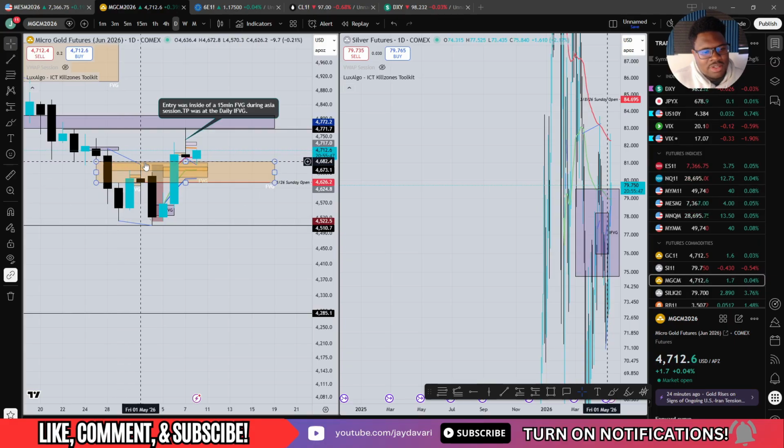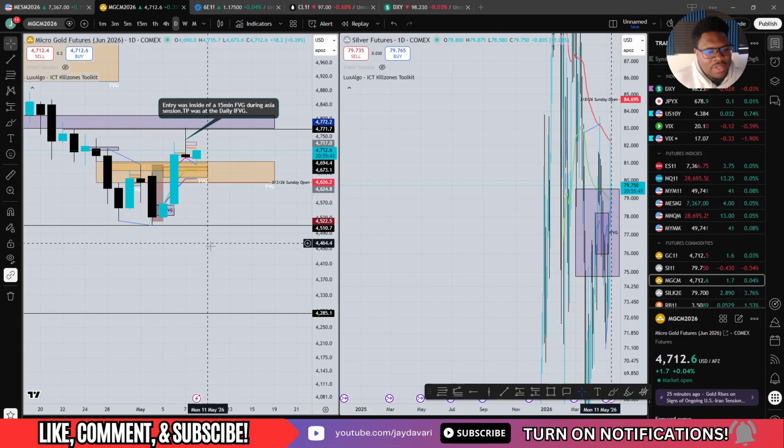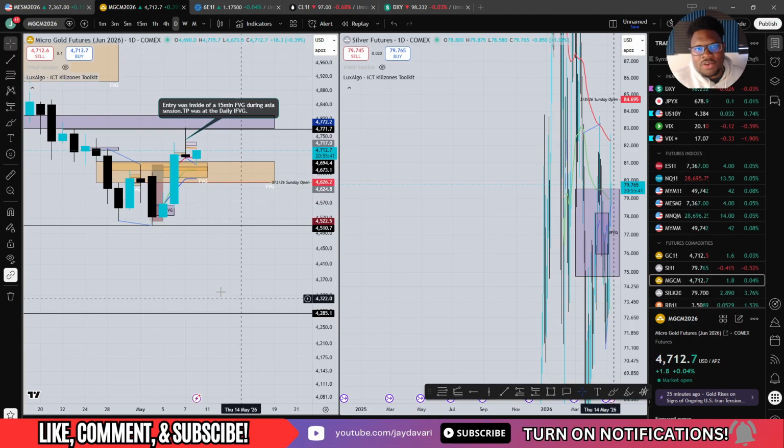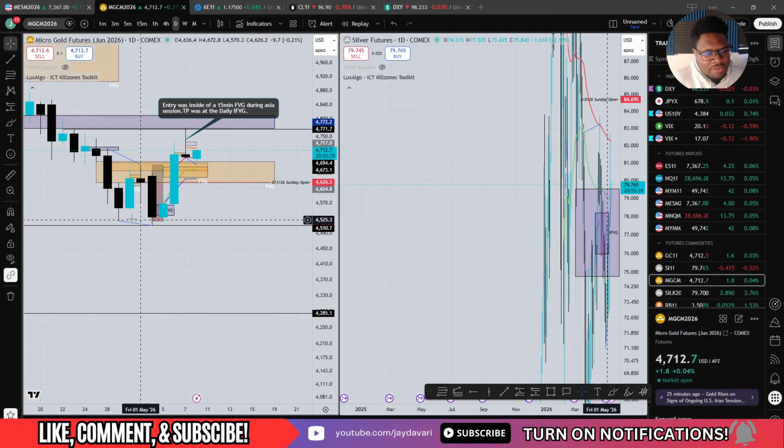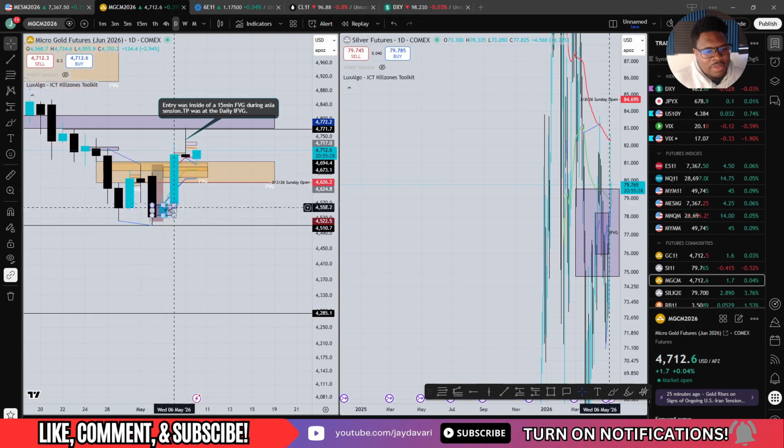Because we had the SMT form with silver the previous week inside of a fair value gap already, I was anticipating some type of bearish momentum to start the week off. And that's exactly what happened here. This is Friday's trading, and this is Monday's trading. We had the gap, so we had the open, high, low, and then close. So that was a bearish day.